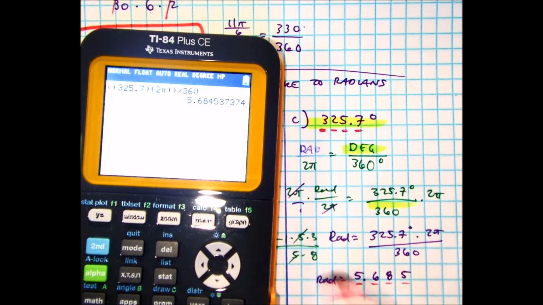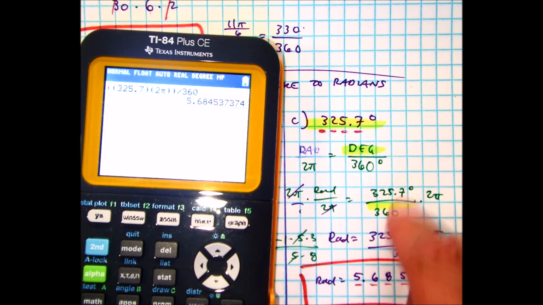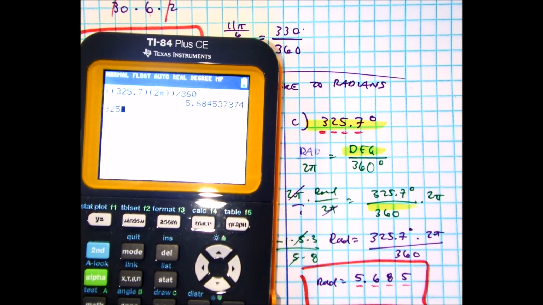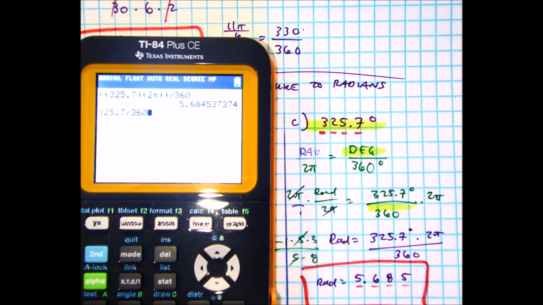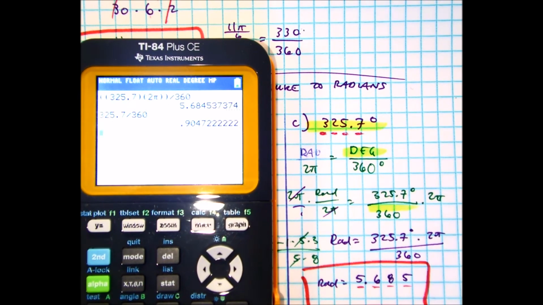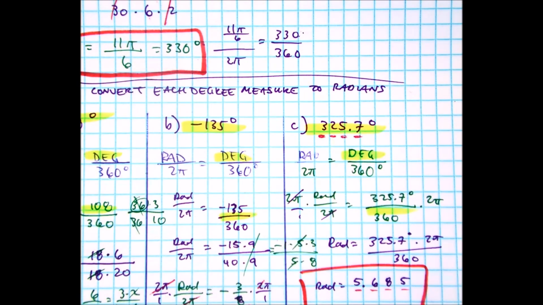Now, I want to show you another way if you didn't do it like mine. You could just divide these two, don't touch your calculator, and then multiply it by 2 pi. Multiply by 2 pi. And you get the same answer. So those are 3 examples of how to convert from degrees to radians.